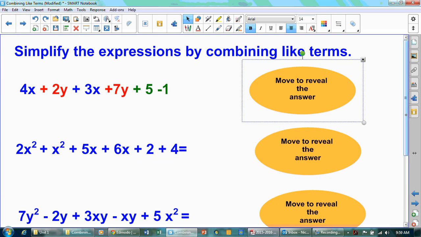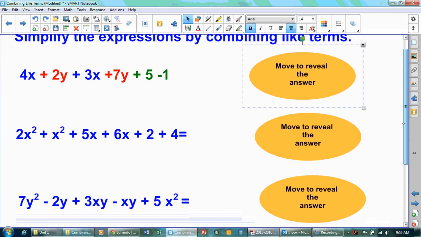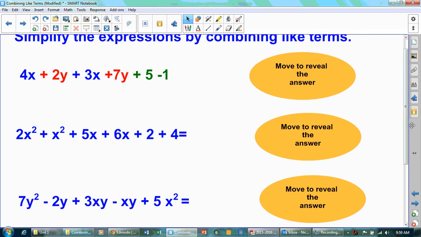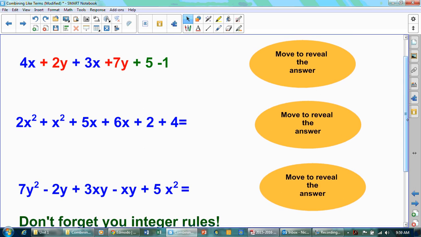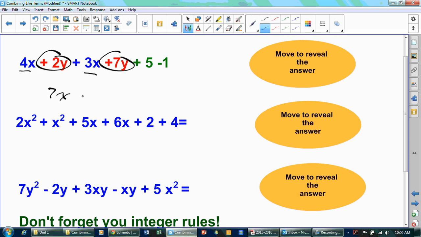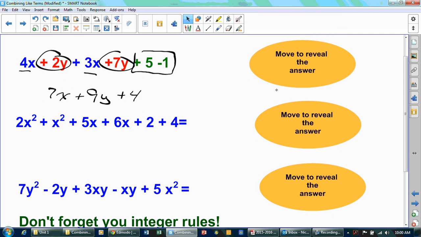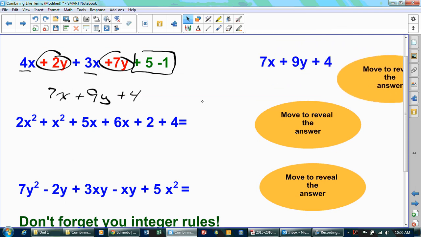Okay, a couple of last ones. Now, if you want to pause it and practice, see if you get the same answer, by all means do so. So we got 4x plus 3x. Well, that's 7x. We've got 2y plus 7y. So that's 9y. Then we have positive 5 minus 1. So that's plus 4.